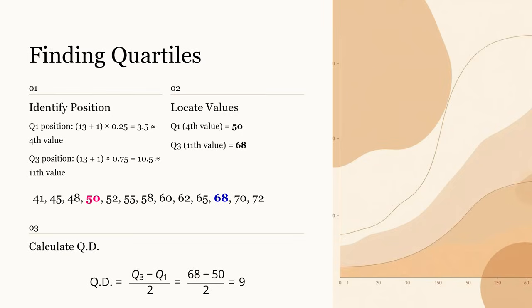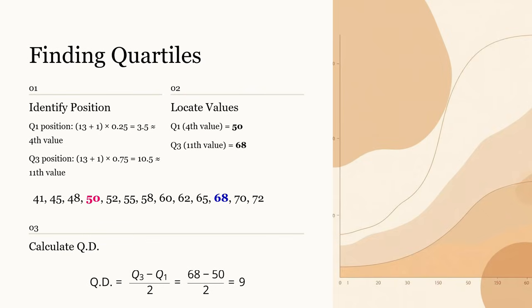So in the given data set, which is arranged in the ascending order, the 11th number will become our Q3. To calculate the QD, we will use the formula (Q3 minus Q1) divided by 2. Q3 is 68, minus Q1 is 50, divided by 2. That comes to 18 divided by 2, and the final value of QD is 9.